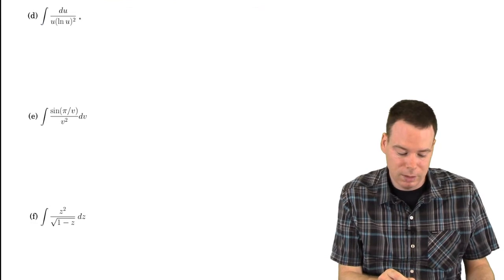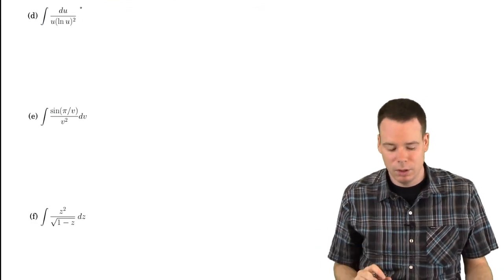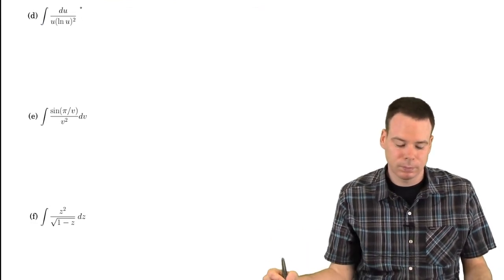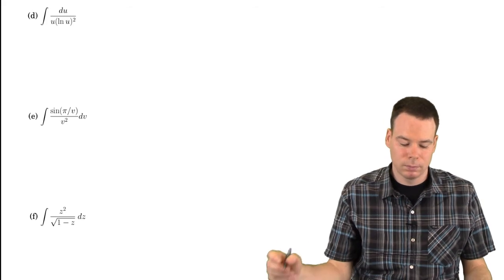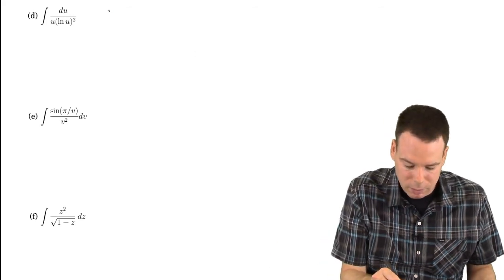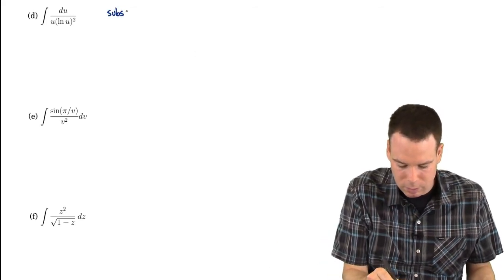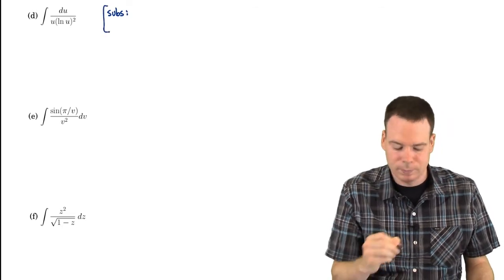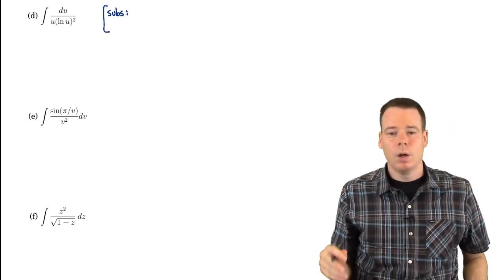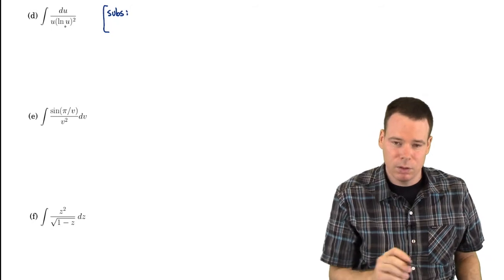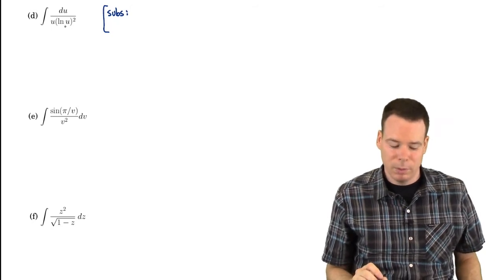So let's have a look at this next example. Take a moment, pause the video, and try it on your own. Okay, so let's have a look. We're going to make a substitution. What do we want to substitute for? We'll try to pick something out of the integrand whose derivative also appears.